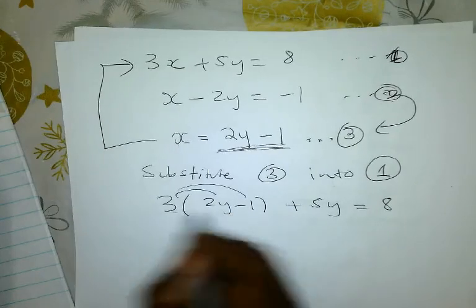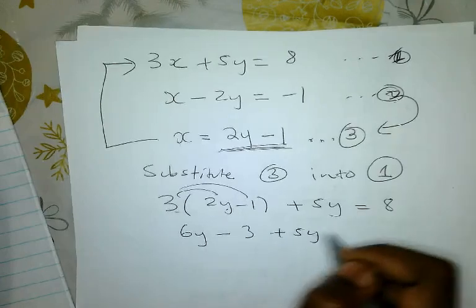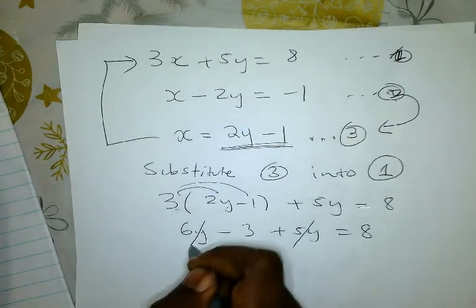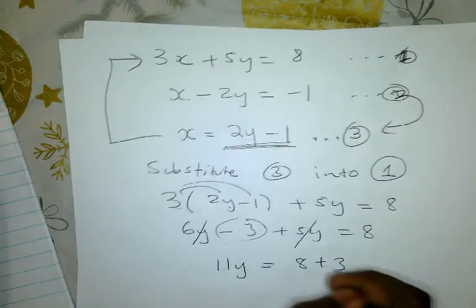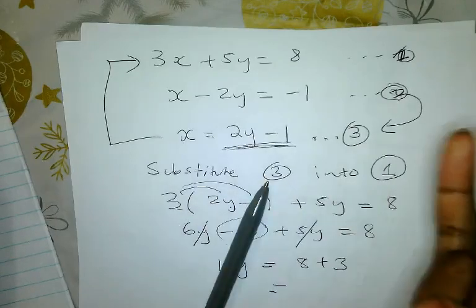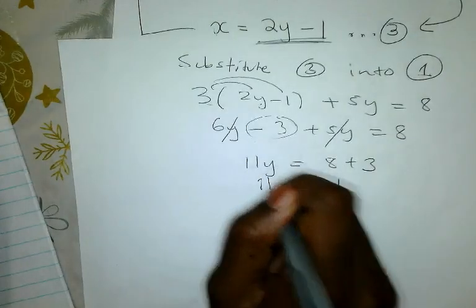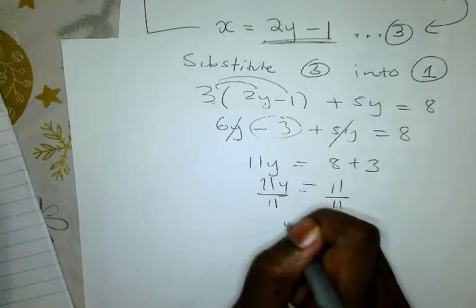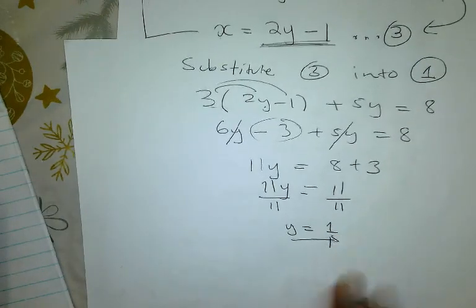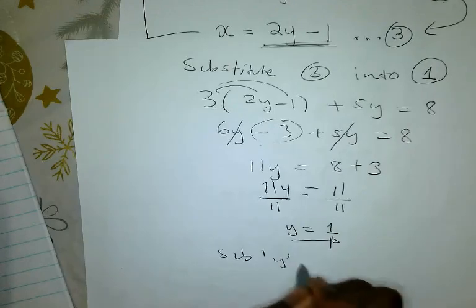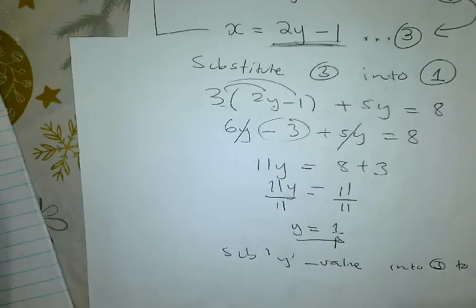Together that becomes 11y. This is a negative, it goes that side. 8 plus 3. That's 8, 9, 10, 11. So it's 11 over 11y. Divide both sides by 11. And y is what? 1. And then once I have the value of y, I'm going to say sub y value into 3 to get x. We're looking for the value of x. So x is how much? In the place of y, I'm going to put 1. 2 minus 1 is 1.